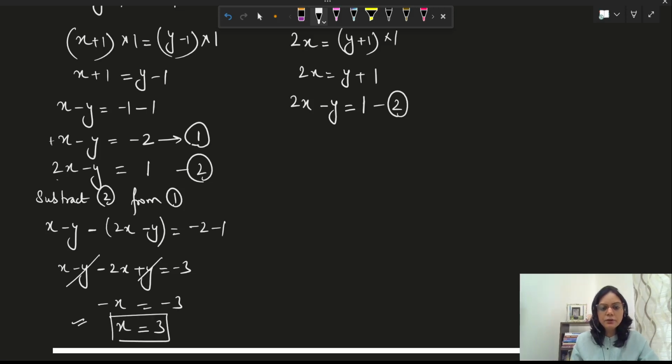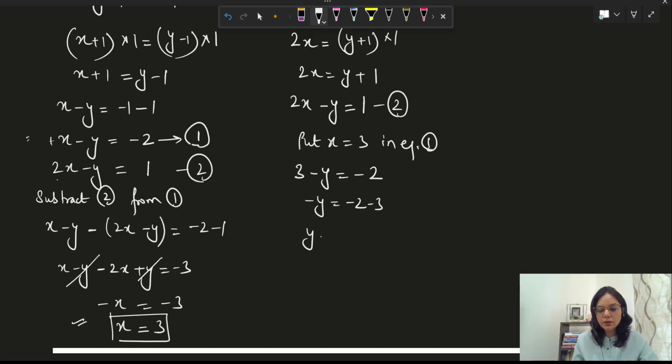Now I can put the value of x in any of the equations to get the answer for y. So put x equals 3 in equation 1. Where is equation 1? It's over here. 3 minus y is minus 2. So minus y is minus 2 minus 3. Y comes out to be 5.